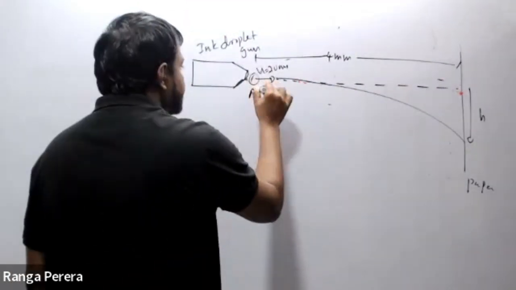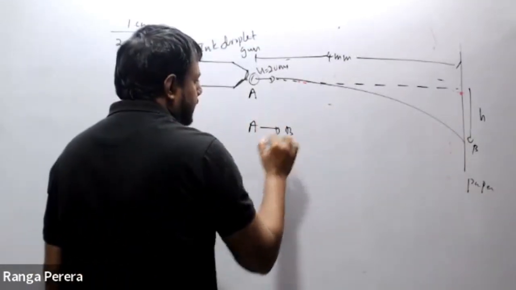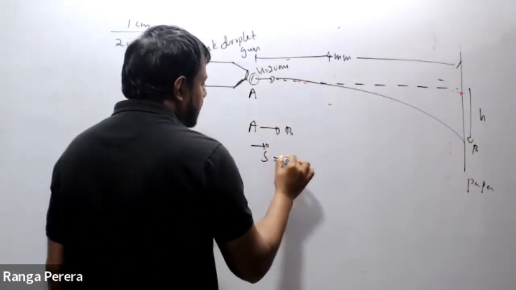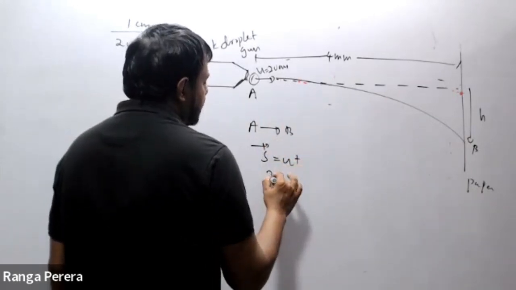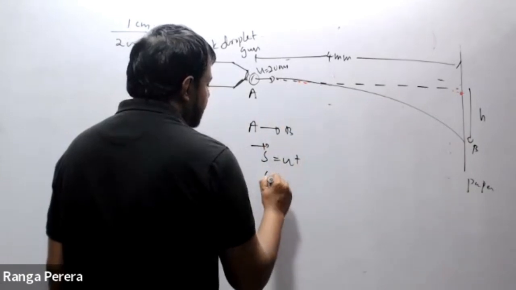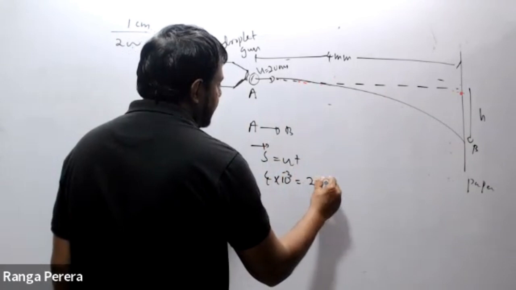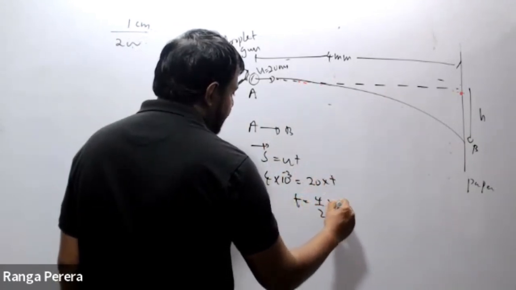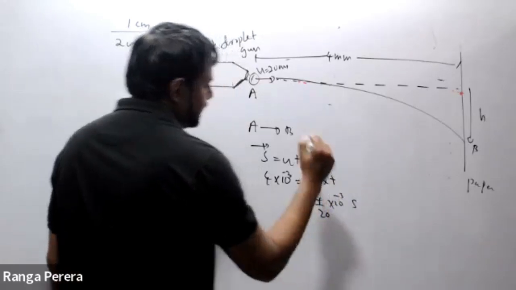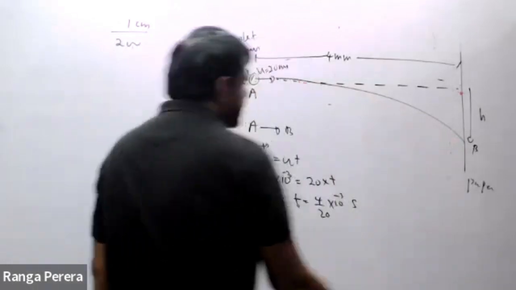We can apply location A here, location B. From A to B, it's now projectile. From A to B, S equal UT. S is 4 millimeter, 4 times 10 to the power minus 3 meter. Velocity 20. The time equals 4 times 10 to the power minus 3 divided by 20, which is 10 to the power minus 3 second. This is the time duration. From A to B, it takes this much time.